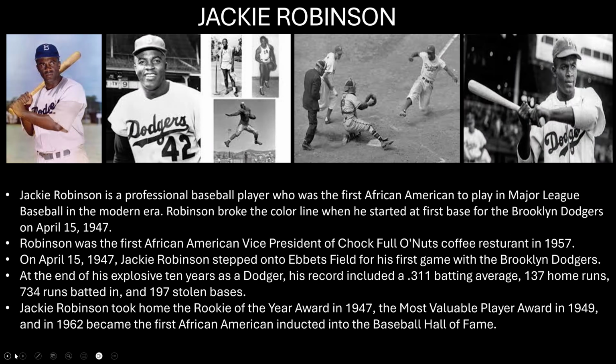On April 15, 1947, Jackie Robinson stepped into Ebbets Field for the first game with his Brooklyn Dodgers. At the end of his explosive 10 years as a Dodger, his record included a .311 batting average, 137 home runs, 734 runs batted in, and 197 stolen bases. Jackie Robinson took home the Rookie of the Year award in 1947, Most Valuable Player award in 1949. In 1962 became the first African American inducted to the Baseball Hall of Fame.